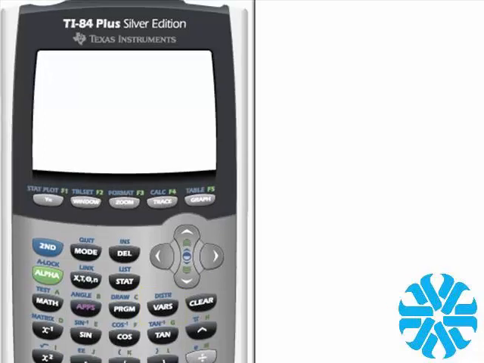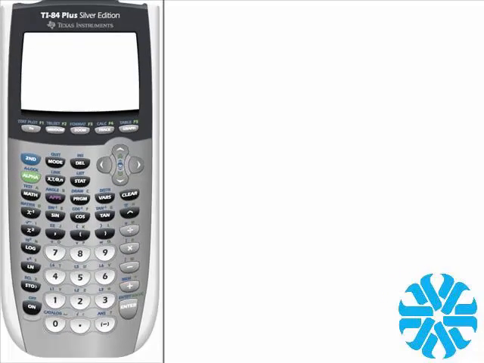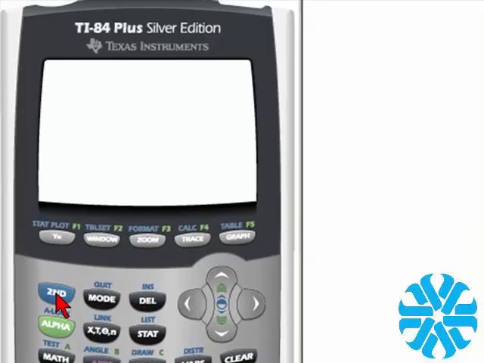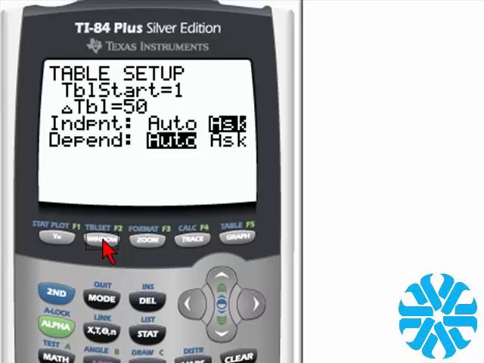Before we use the table function, let's make sure the settings for the table are correct. So remember how to do that. We would go into the table set by hitting second function and then this particular button here, because it says table set. So we hit the window button.